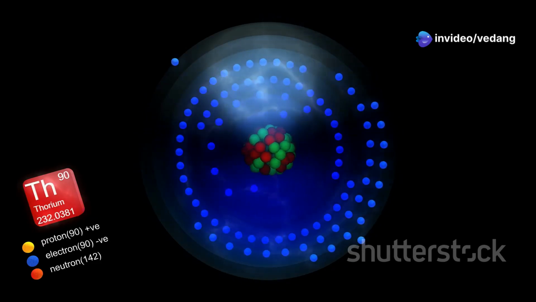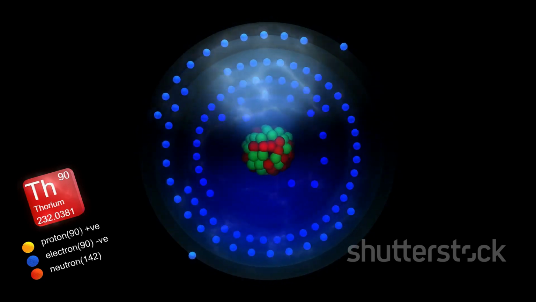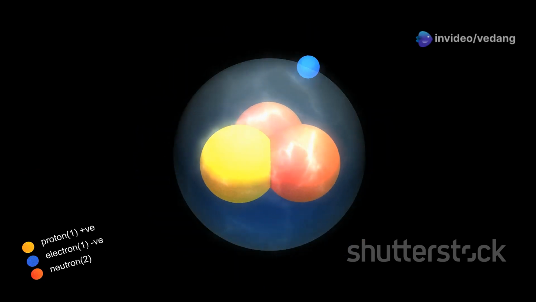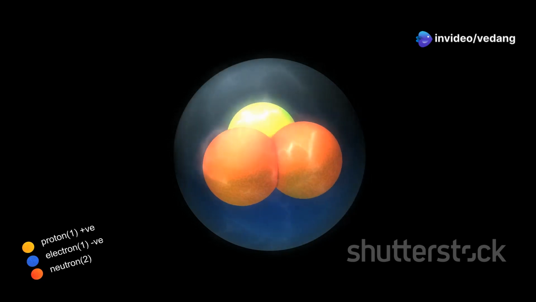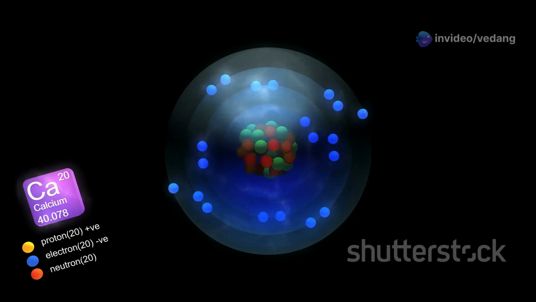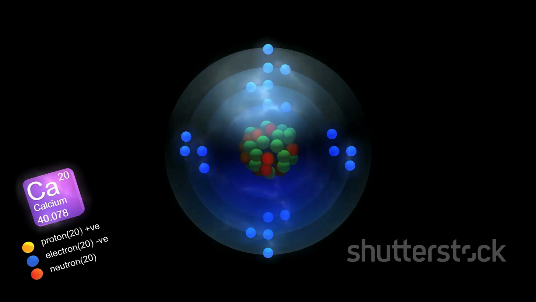The Aufbau principle. This principle states that electrons first fill the lowest energy levels available. Hund's rule. This rule states that when electrons occupy orbitals of equal energy, they prefer to occupy them singly before pairing up. The Pauli exclusion principle. This principle states that no two electrons in an atom can have the same set of quantum numbers.